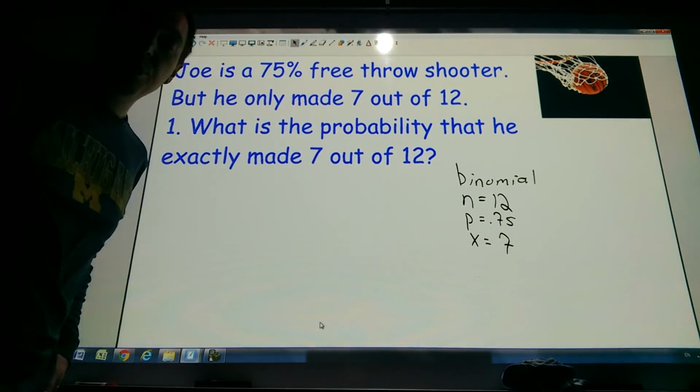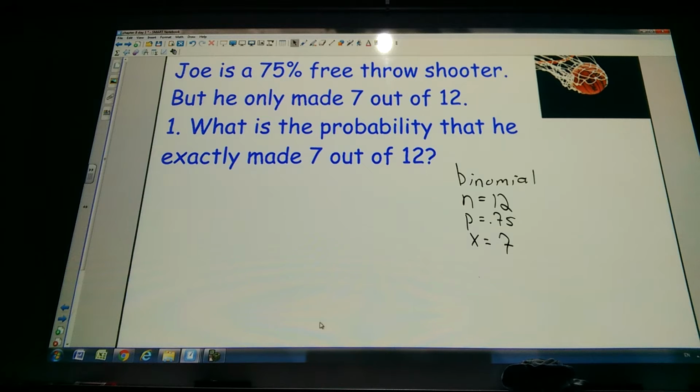This is the important information. It's binomial. He's shooting 12 shots. The probability makes it 75%. And we are looking at X equaling exactly 7. Now it's time for our calculator and to hit the right buttons. So make sure you turn it on.